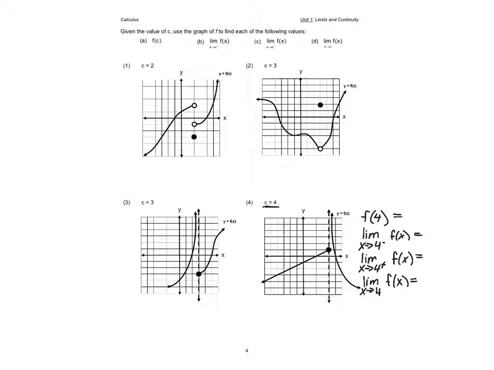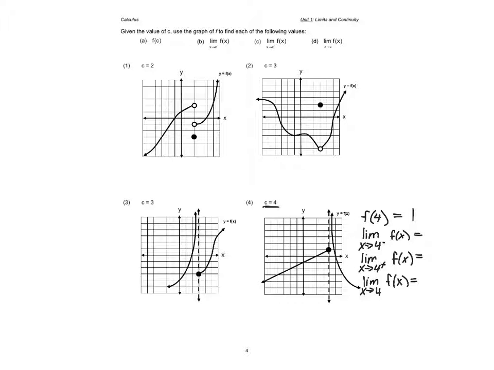The first question's not a calculus question, it's an algebra 1 question. Whenever you're evaluating a function, you're just asking what is y when x is that number. So when x is 4, what's y? 1. That's because there's a solid point there that has a coordinate of 4 comma 1. The y value is 1.